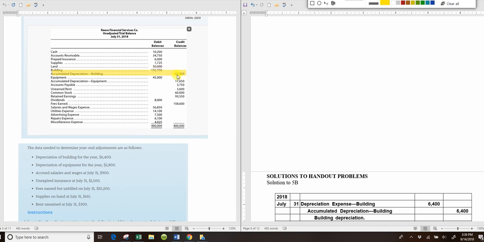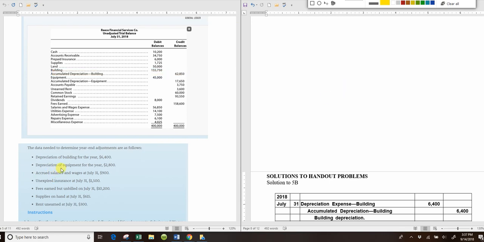So every fixed asset, with the exception of land, has two accounts, one for the asset, one to keep track of how much is used up. I will net these two, and that is called book value. Don't forget that. That's an important term. The book value of this building is $155,750 minus $62,850. Book value means that's what it's on my books for.